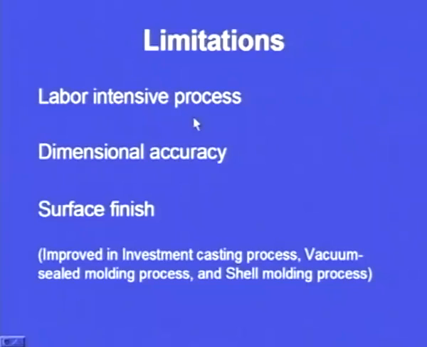Yet, though this process is simple and inexpensive, it has some limitations, and it requires a lot of labor. This is a labor intensive process. Secondly, dimensional accuracy. Most of the times, components manufactured by metal casting suffer from poor dimensional accuracy. For that, we have to carry out finishing operations and machining operations. Again, the surface finish is another problem. Most of the casting processes suffer from surface finish. Surface finish is not so high in certain casting processes. Again, we have to put certain efforts to obtain surface finish.